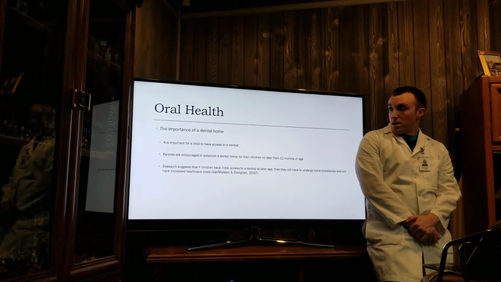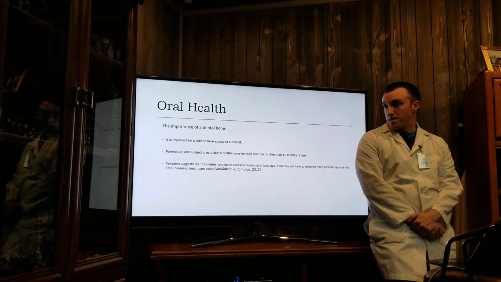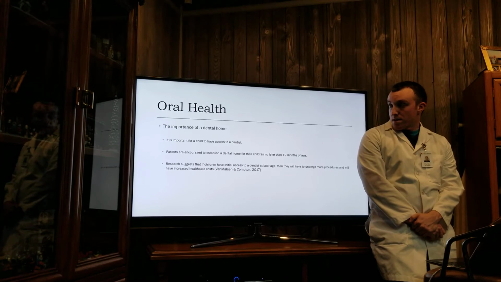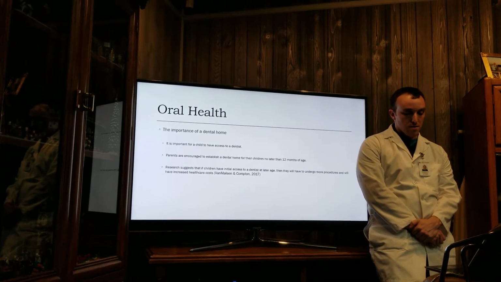So, the importance of a dental home: it's important for children to have a dentist. When children come to see you in the office, it's good to make sure that they're being followed by a dentist, that they're having regular checkups.